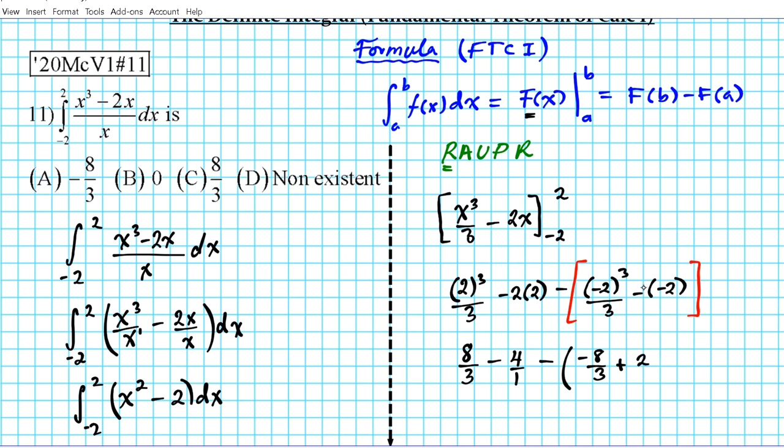Oh, there was a 2 right here. I left it out. Okay, so that's the 2 right there. And then when you multiply those two together, you get 4. Positive 4. Let's write that also as a fraction.